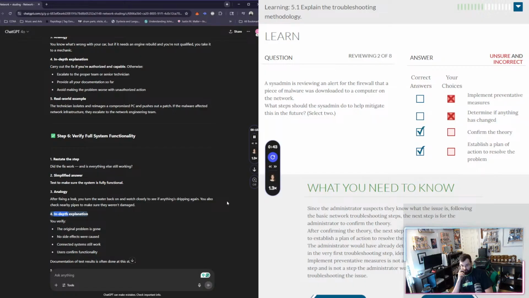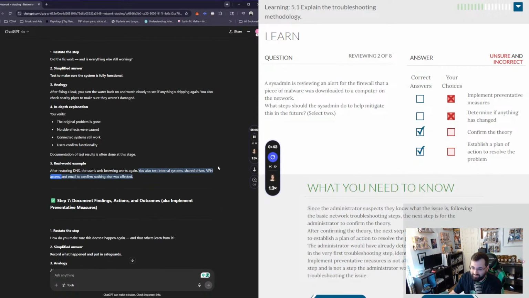4. In-depth explanation. You verify the original problem is gone. No side effects were caused. Connected systems still work. Users confirm functionality. Documentation of test results is often done at this stage. 5. Real-world example. After restoring DNS, the user's web browsing works again. You also test internal systems, shared drives, VPN access, and email to confirm nothing else was affected.